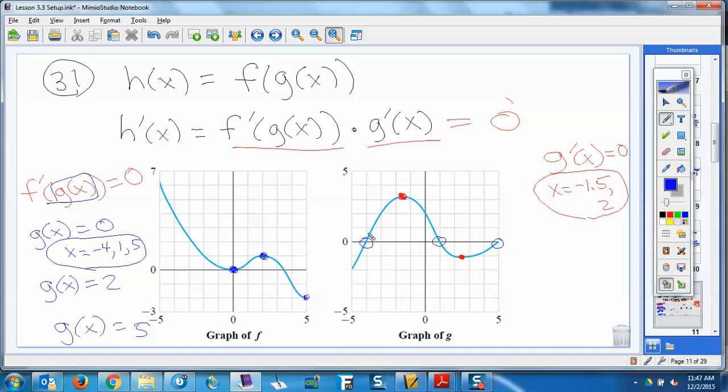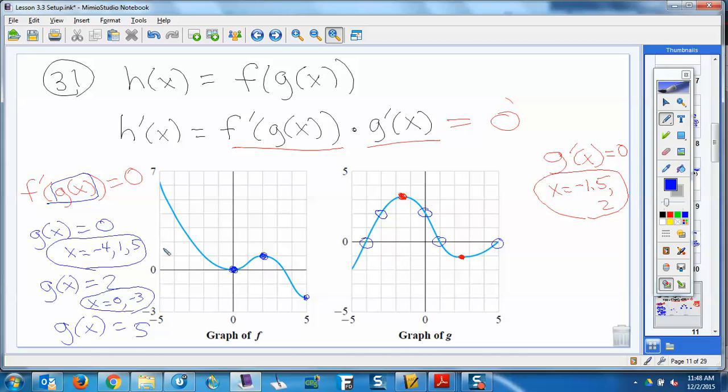When is g of x 2? Isn't it there and there? So that'd be when x is 0 and -3. And when is g 5? Never, so it didn't run that. Right? G never has an output of 5. So look at all those. 2, -1.5, 0, -3, -4, 1, and 5. At all those places would be stationary points of h.